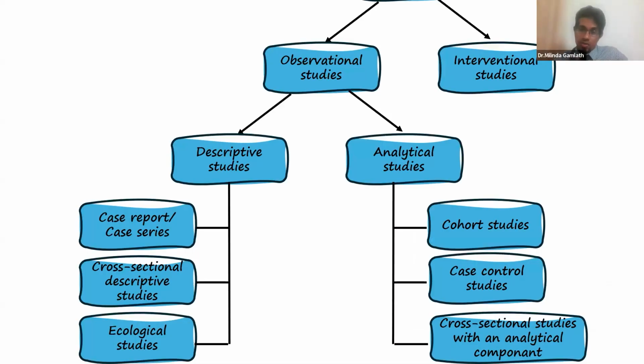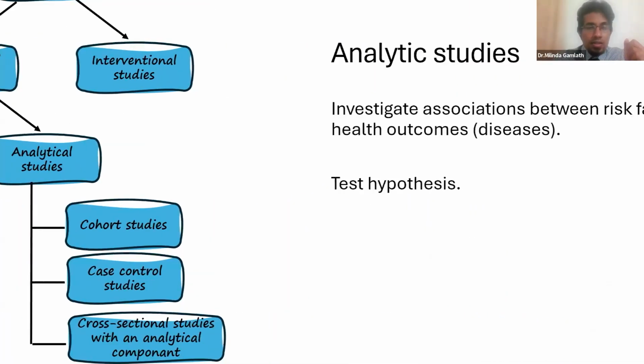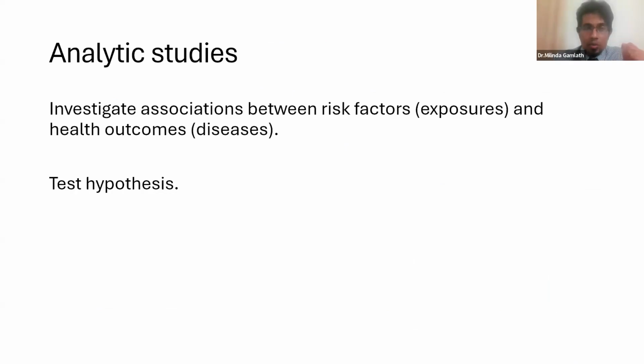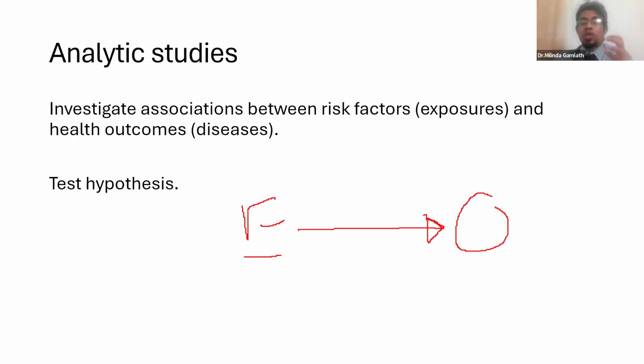So basically, descriptive studies generate the hypothesis. Analytical studies test that hypothesis. These analytical studies that we are going to look into have a presumed exposure, and they have an outcome. What these analytical studies do is try to establish the association between the exposure and the outcome.